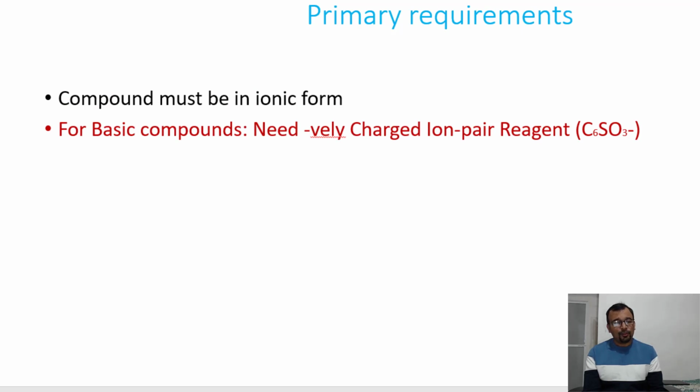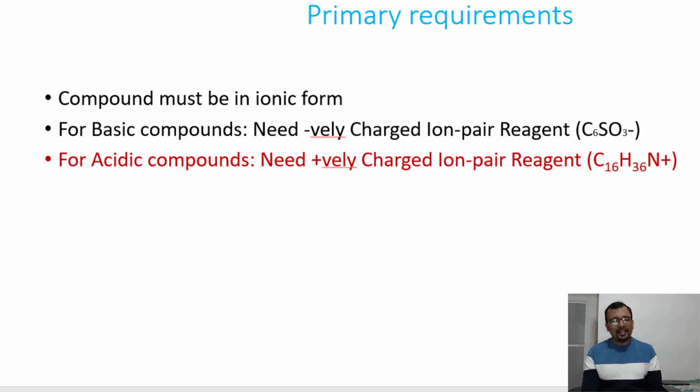Point number two is, for basic compounds we need a negatively charged ion pair reagent, such as those having functional groups that end with the sulfonate, SO3 minus, which is counterbalanced by Na plus, and you know that the Na plus can get replaced by the protonated base, that is BH plus. And similarly for acidic compounds you need a positively charged ion pair reagent like tetrabutyl ammonium.